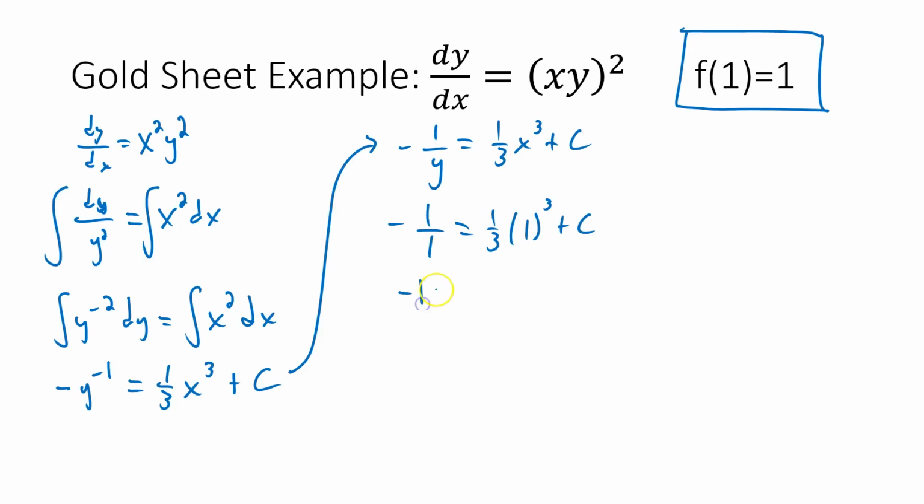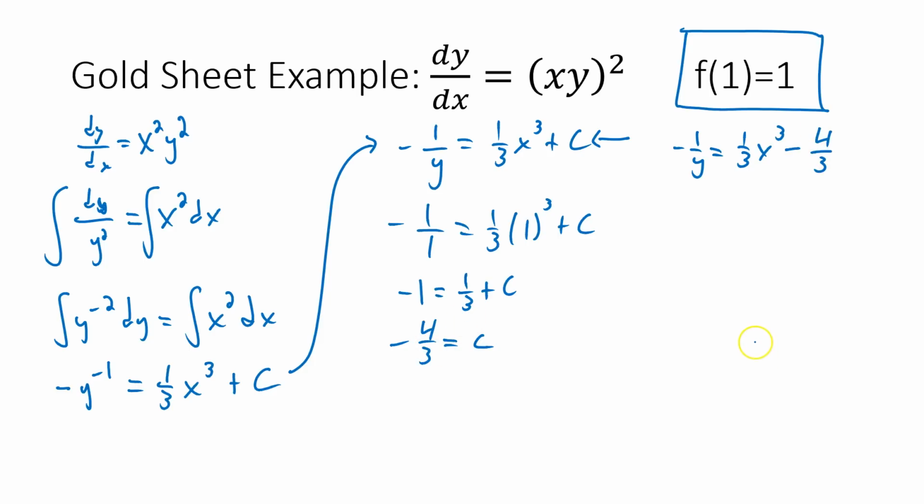So I have negative 1 equal to 1/3 plus c. So if negative 1 is equal to 1/3 plus c, I can subtract 1/3 from both sides. Negative 1 is negative 3/3 minus another third is negative 4/3 is equal to c. So now what I want to do is solve this equation for y. That's our last step, and we have to make sure it's a function, so we don't violate any vertical line test rules. So we're going to go back to our function up here, and put in our c value. So right now I have negative 1 over y is equal to 1/3 x cubed minus 4/3, which is our c.